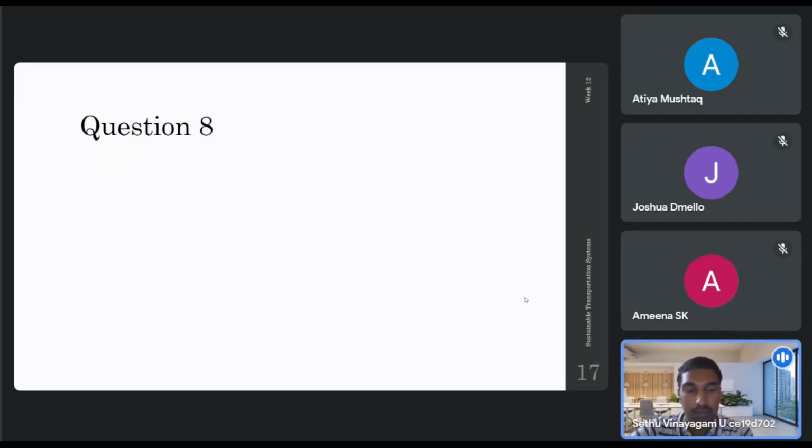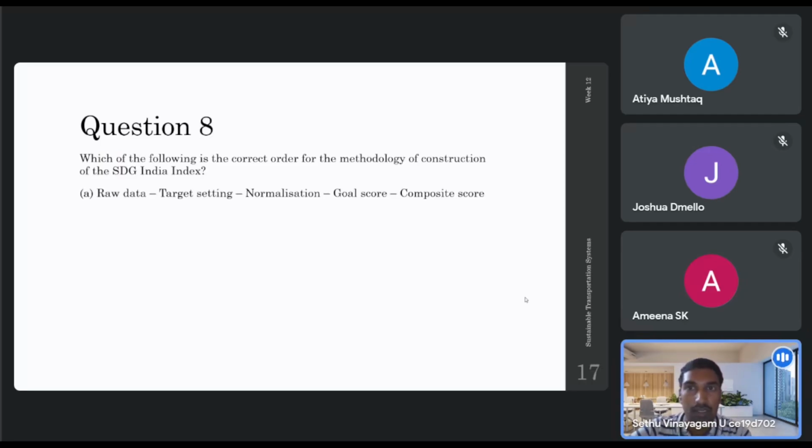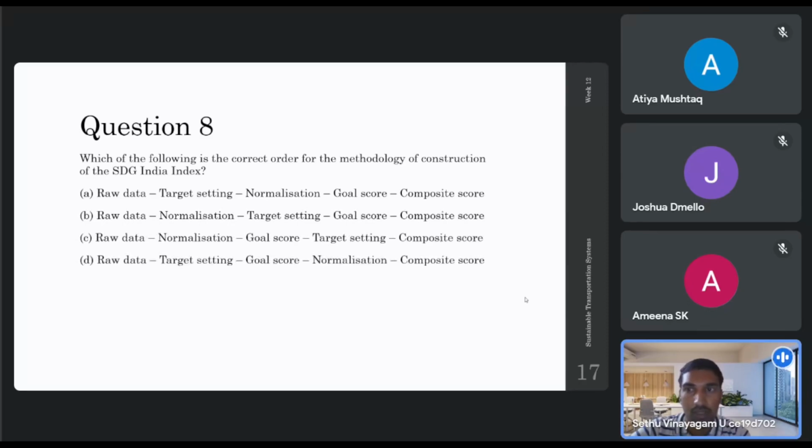Question number 8 is, which of the following is the correct order for the methodology of construction of the SDG India Index? The four options are given. We have different parts: raw data, target setting, normalization, goal score, and composite score. They have been put in different orders in each option, but only one of them is the right way of coming up with this SDG India Index. So we have to choose the correct order.